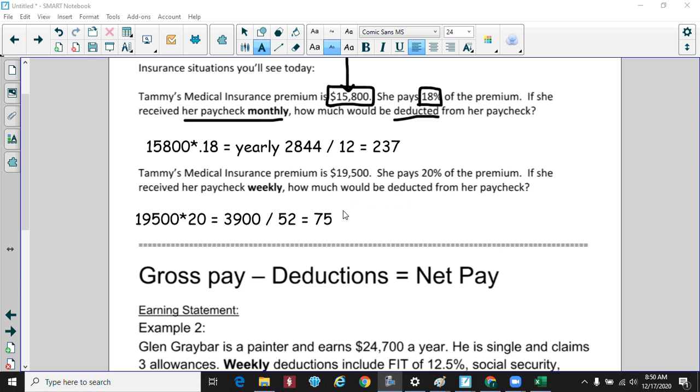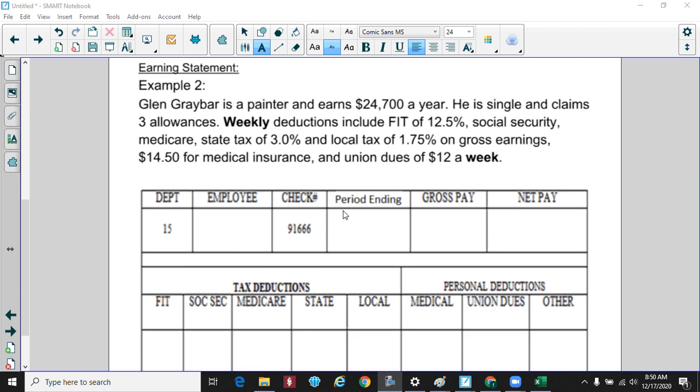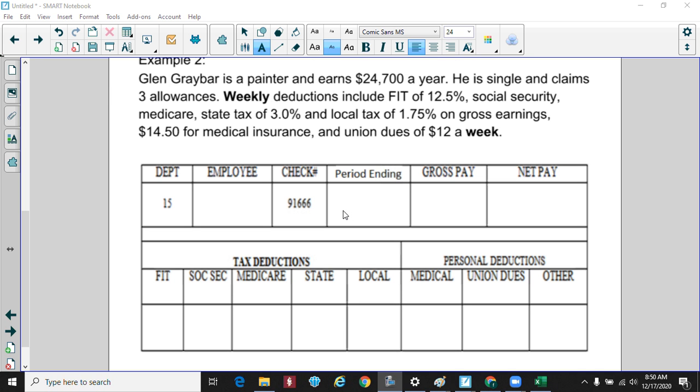All right. Now let's actually start getting into creating a pay stub. Okay. So this is the format. Now every single pay stub is a little different, but this is the format in which we're going to use. And once we do this one time, you pretty much get the gist of this. And so here we go. Glenn Graybar is a painter and earns $24,700 a week. All right.